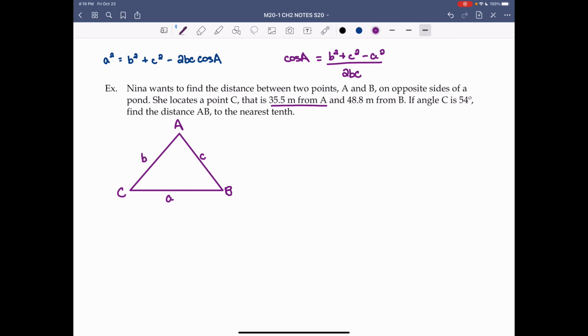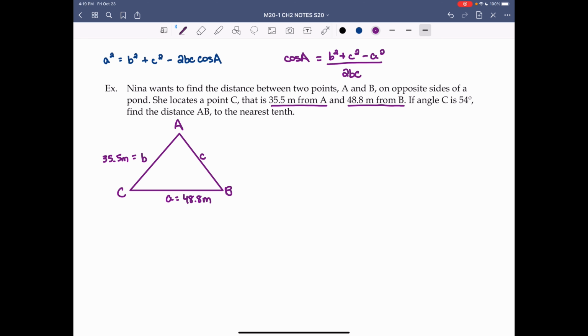So it says she locates a point C that is 35.5 meters from A. So the distance between C and A is 35.5 meters. C to A, that is side B. Side B is 35.5 meters. And then it says, and 48.8 meters from B. So the distance from C to B is 48.8 meters. Distance from C to B, that is side A. Side A is 48.8 meters.